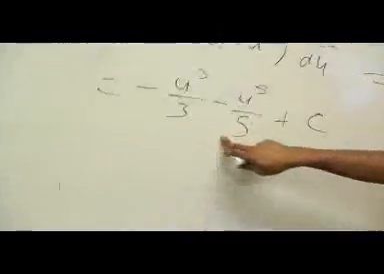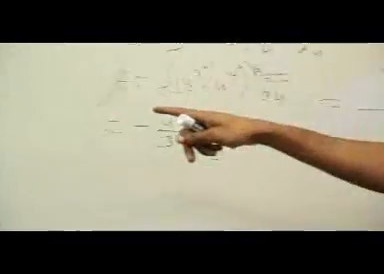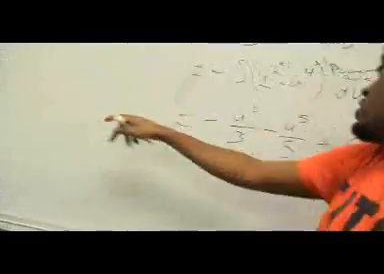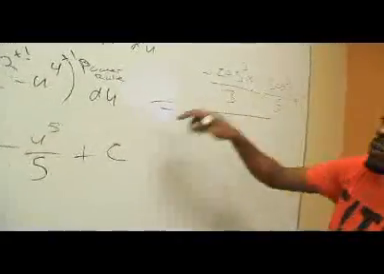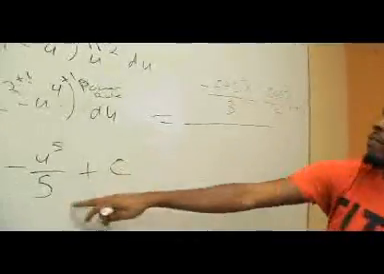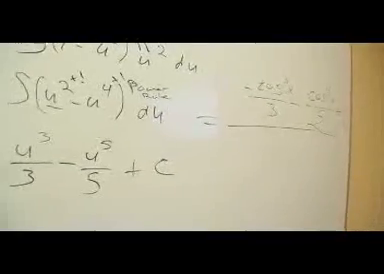Now when we have this function right here, we have to plug our u's back in. From right here, we have u equals cosine x. So we have minus cosine cubed x over 3 plus cosine to the 5th x over 5 plus c. This is our function.